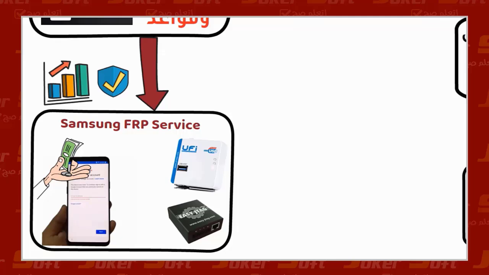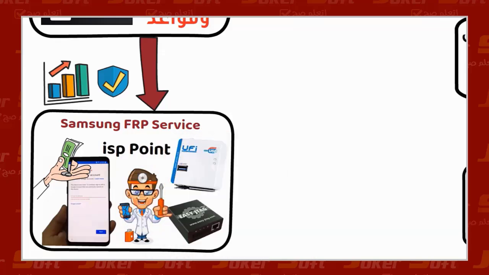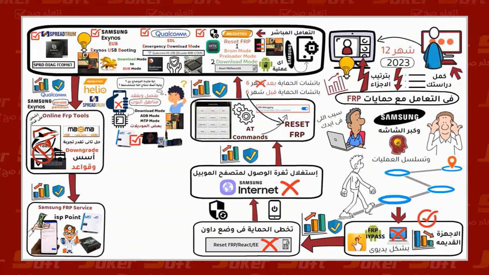But the JTAG method needs a person who has experience in dealing with JTAG boxes, and it is also better that he is an expert in hardware, so that he can find the ISP points on the mobile phone with craftsmanship, and the Google account is deleted from the mobile. These are the stages that the FRP operations went through with Samsung devices during the year that passed and the developments and updates that were done on them.